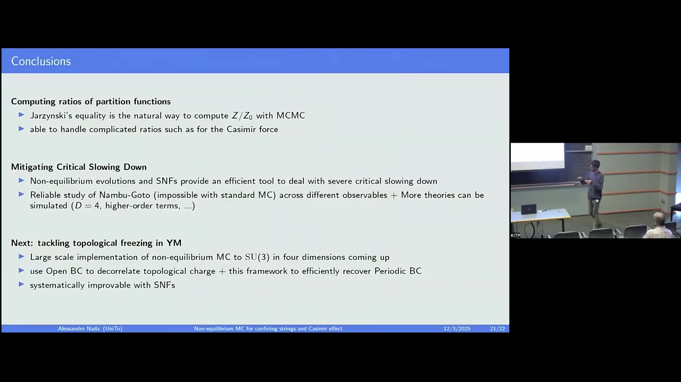And the idea here is that on the base distribution, the one that behaves well for the critical slowing down, we have open boundary conditions that decorrelate the topological charge. And then you move towards periodic boundary conditions, where the topological charge has a possibly exponentially increasing integrated autocorrelation time. And we can systematically improve this with the stochastic normalizing flow.